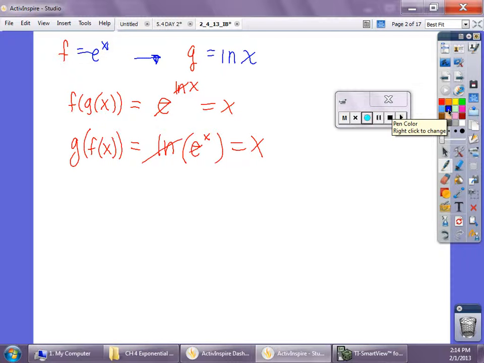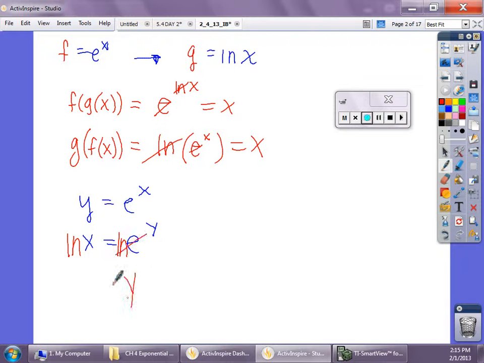It's also a proof. The other thing we could do, take f of x, y equals e to the x, and switch the x and y's, and then solve. And when I solve for this, you probably have seen this before. I'll explain it in more detail today. But there you go. So they are inverses of each other.